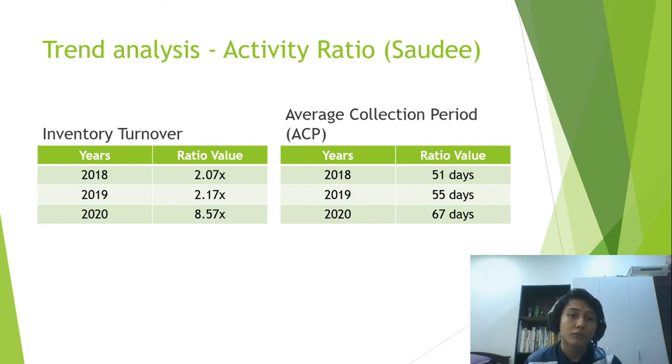Next, Saudee Group Berhad's average collection period for all three consecutive years show poor ratio performance. This is because the company's average collection period is increasing year by year, showing that the company has a problem in collecting debt. Although the company had the highest efficiency of average collection period in 2018 by 51 days to collect the debts.